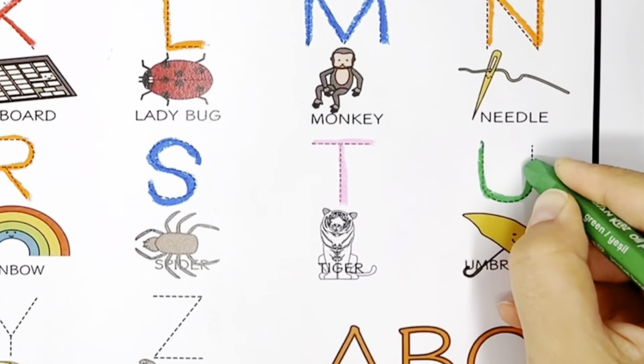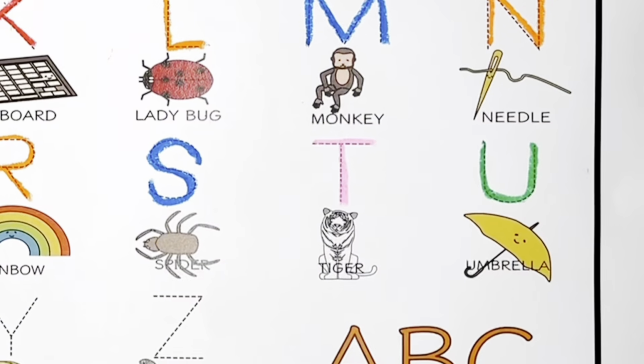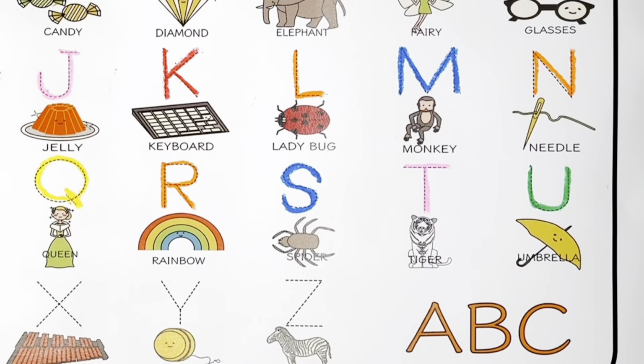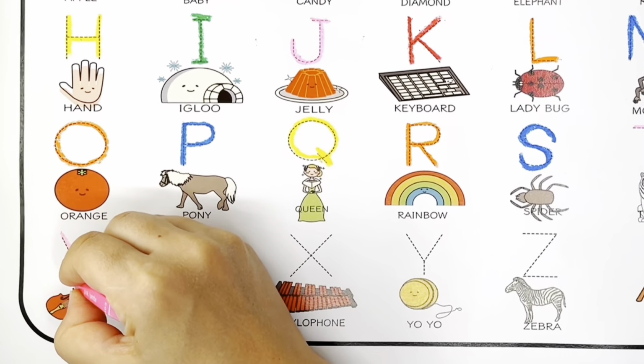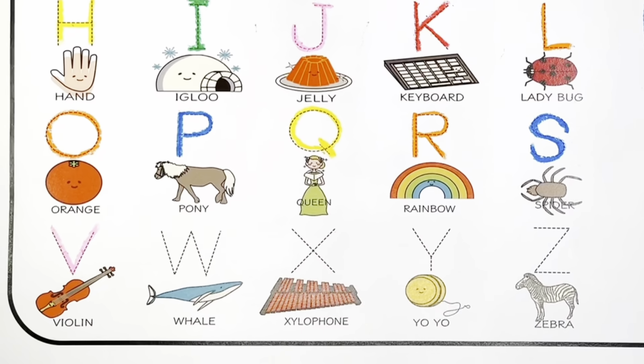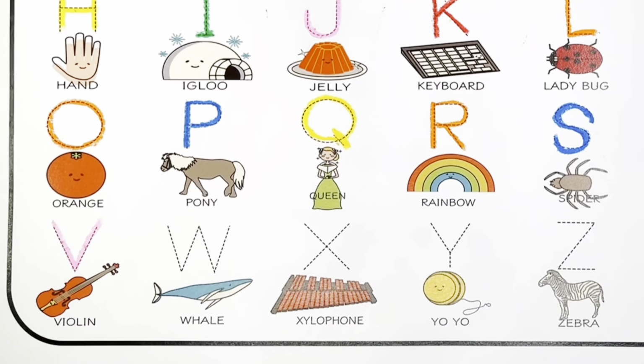A, B, C, D, E, F, G. H, I, J. U is for umbrella. Q, R, S. V. V is for violin.